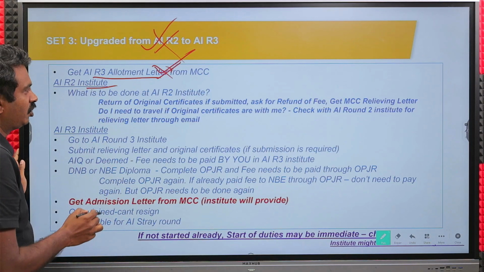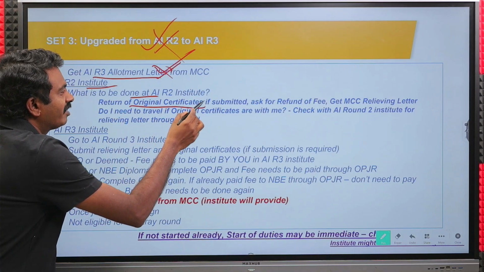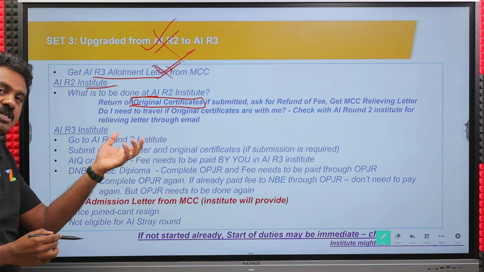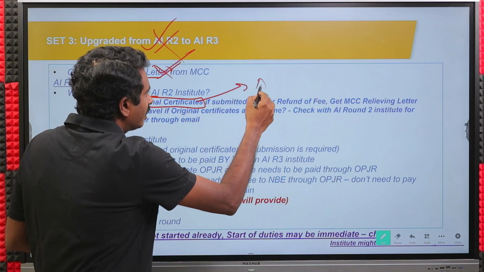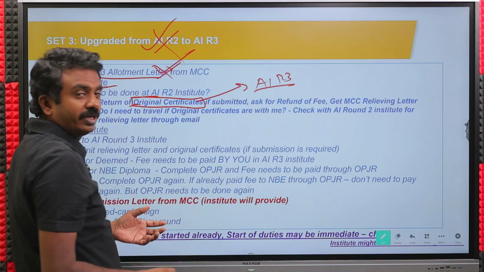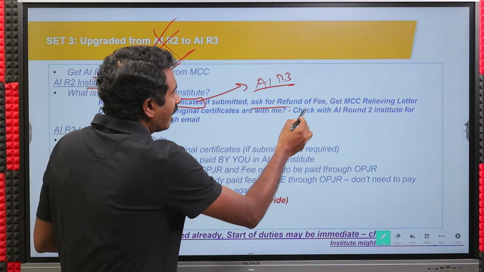In the All India round 2 institute, you need to go for return of original certificates. Your original certificates are there. You need to take them to the All India round 3 institute, so you need to get them returned. Then ask for a refund of fee.